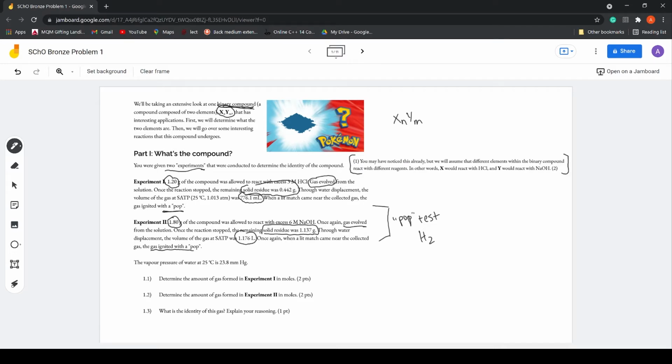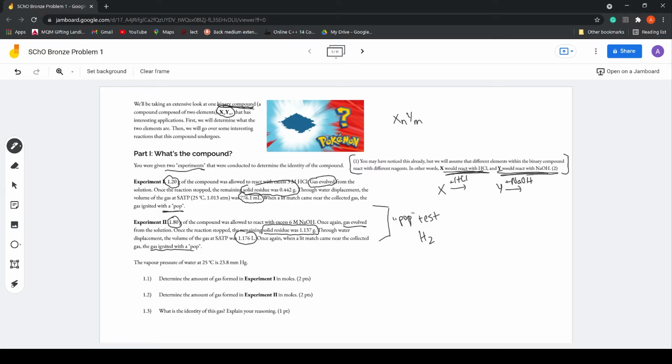Later on in the question they give you an extended clue to make the question a little bit easier and more bronze level, because without the clue it's actually quite a difficult question. So let's look at this clue and see how we can use it to inform us. You may have noticed this already, but we will assume the different elements within the binary compound react with different reagents. So X reacts with HCl, Y reacts with NaOH. This is kind of important. X plus the HCl goes to something, Y plus the NaOH goes to something.